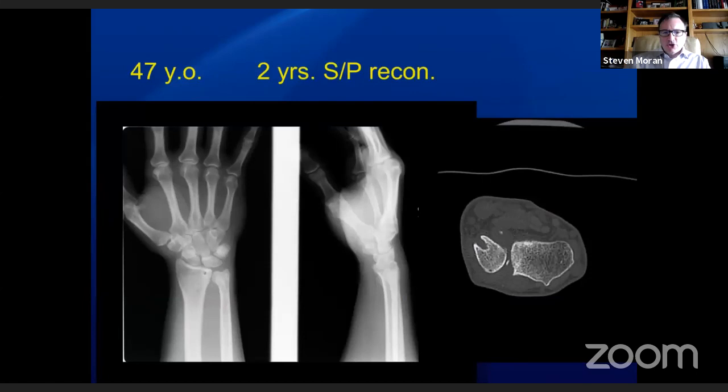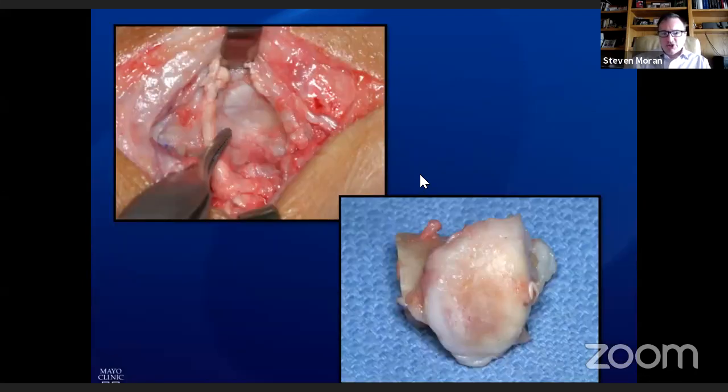Other problems that we saw long-term were the creation of arthritis. This was a 47-year-old, 2 years after reconstruction with the development of pain. When we get a post-operative image, you can see that there's evidence of some bony osteophytes in there. And when we explored him, he did have cartilaginous wear and needed to go on to an arthroplasty.